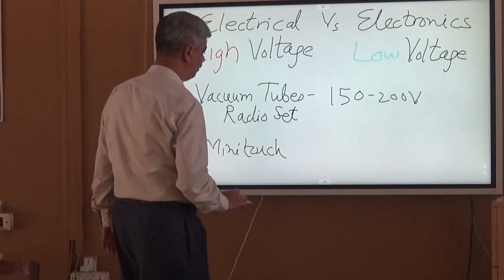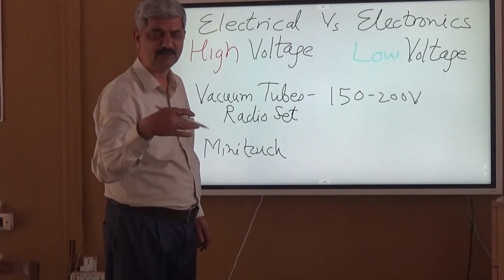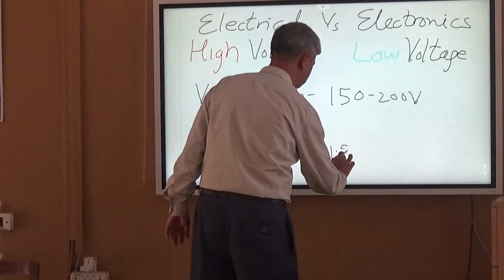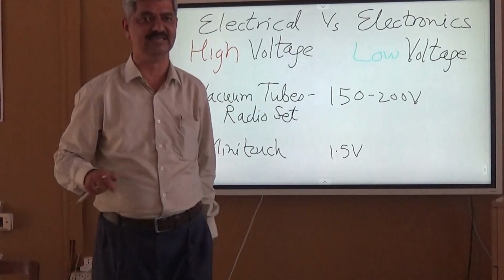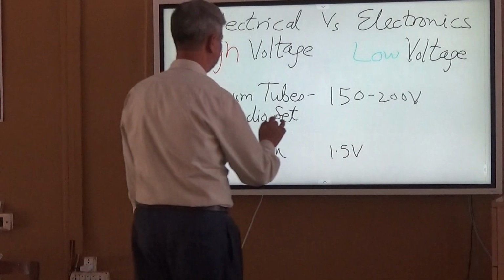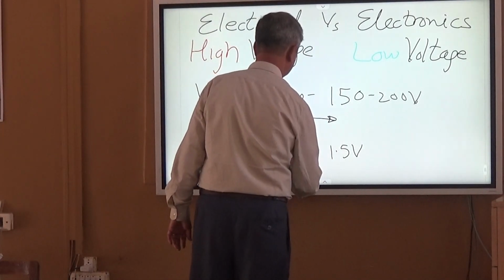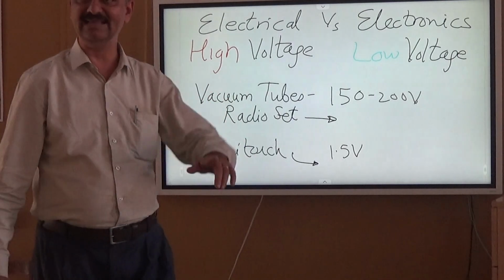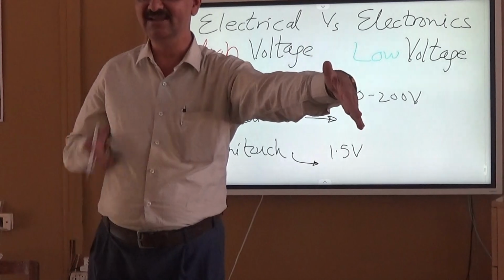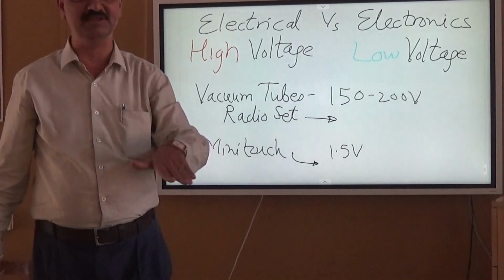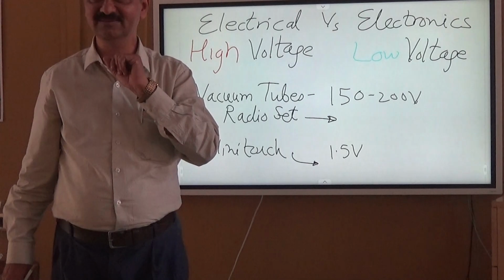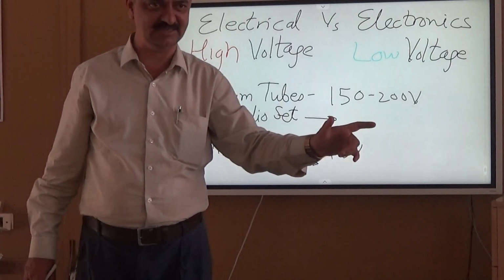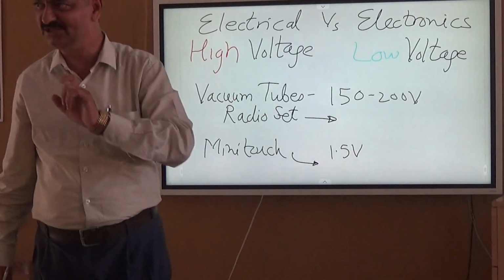Now, what is the operating voltage range of a mini torch? 1.5 volts, right? Then by this classification, radio would be classified as which application? Radio will fall under electrical engineering and mini torch will fall under electronics engineering. Is it correct? Radio is electrical engineering and mini torch is electronics engineering?